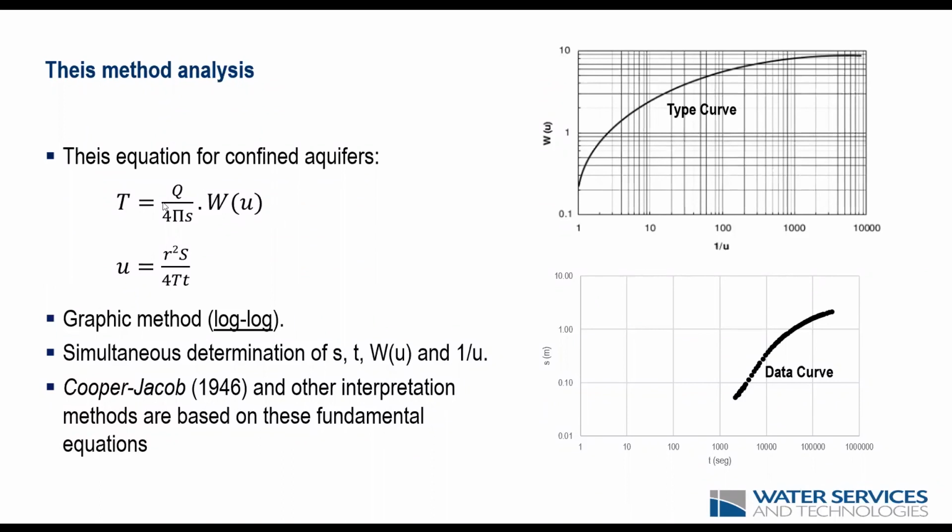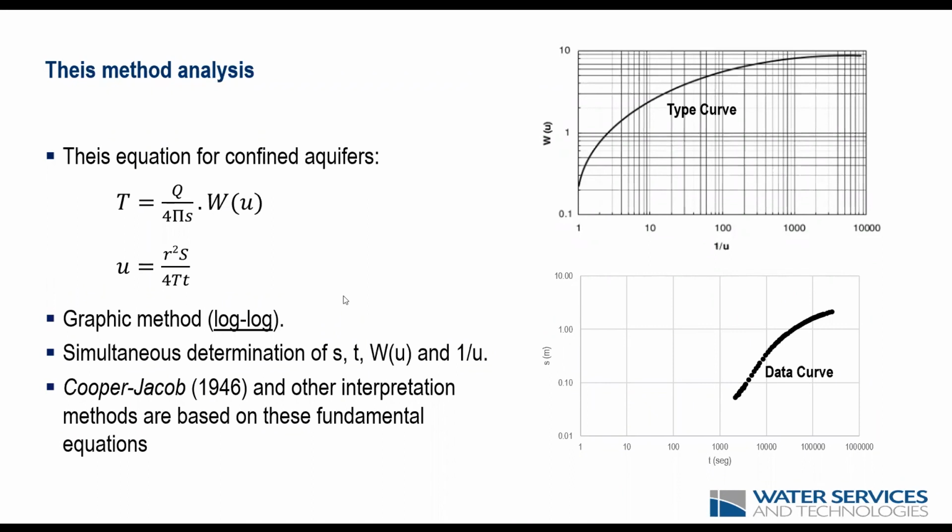Again, we'll get transmissivity from the relation between pumping rate, drawdown, multiplied by the well function. And once we have that, we use the well function to get a value of U, which we then use to calculate the aquifer storage.